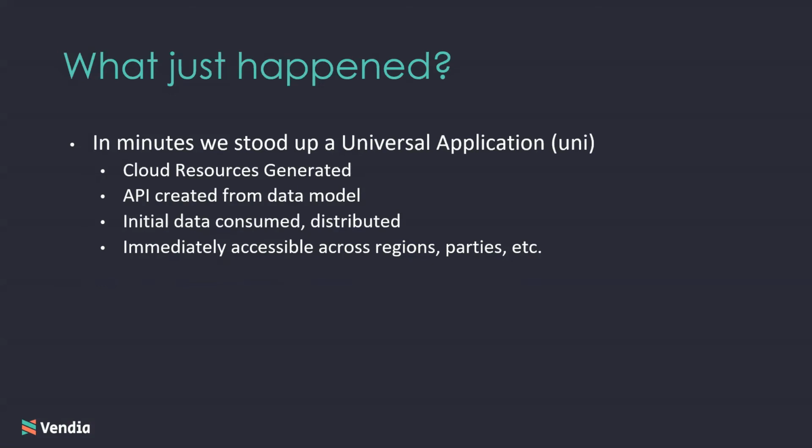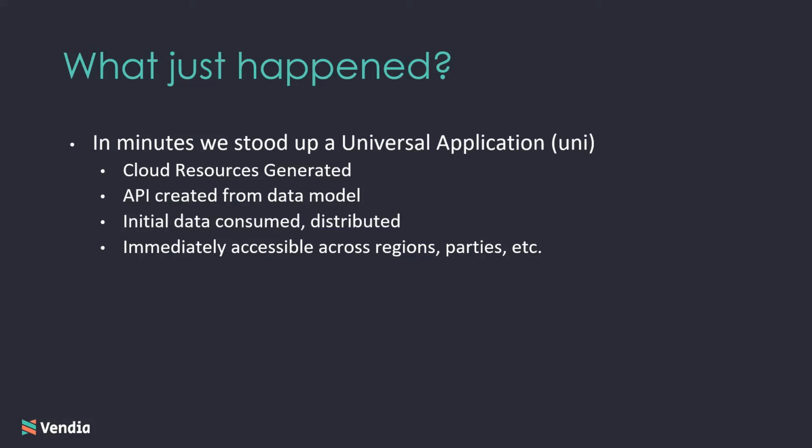All right, so let's talk a little bit about what just happened, and then let's start to unfold all the different pieces and parts that went into making that work. So in just a few minutes, we stood up a brand new universal application, or uni. Behind the scenes, cloud resources were generated for us, and we'll take a look at those in more detail. More importantly, we saw that a GraphQL API was generated from our data model. We consumed some initial data from our init state field where we added that bread and cheese, and that was immediately distributed. We could query it on other nodes immediately.